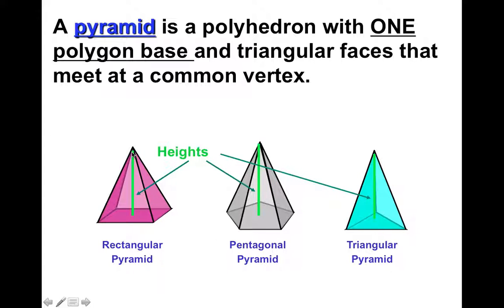So it's important to see in a pyramid, the height line doesn't follow the side, it goes straight down from the vertex to the base and makes a 90-degree angle there. It's perpendicular to the base. It's very important that you remember that. It must be perpendicular.